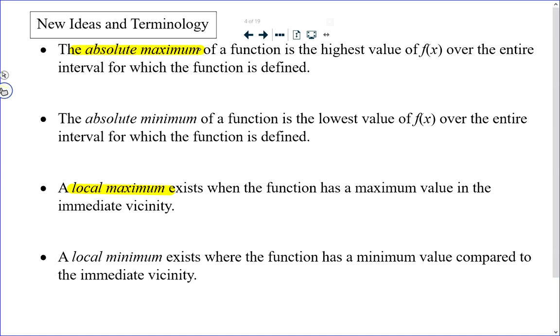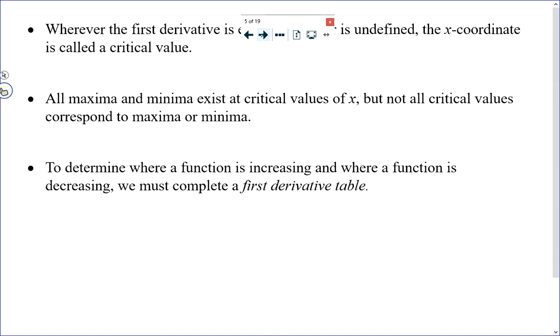And the same goes with minima. An absolute minimum is the lowest value of the function everywhere. A local minimum is the lowest value of the function in a particular region of the function. We have some other things that we have to define, and you might have to go back and read this or pause the video and think about it, but we have these things called critical points.